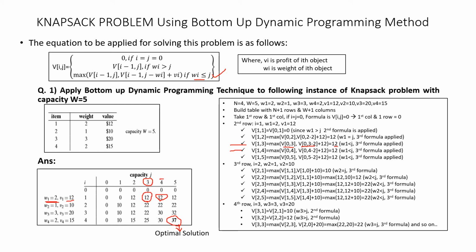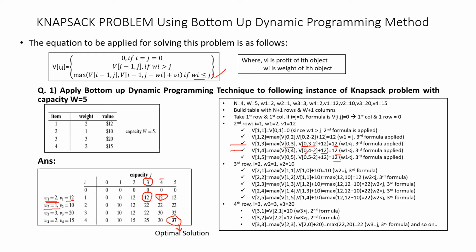Max of I minus 1. I minus 1 is 1 minus 1, 0, comma j 4, comma V of I minus 1. What is I minus 1? 1 minus 1, 0, comma j. What is j? 4. 4 minus 2, plus the profit. Again he gets the 12. Like this he goes on calculating the other things. Okay, fine. So I'll just quickly tell you about another method, and like that you have to now go for considering the next row.